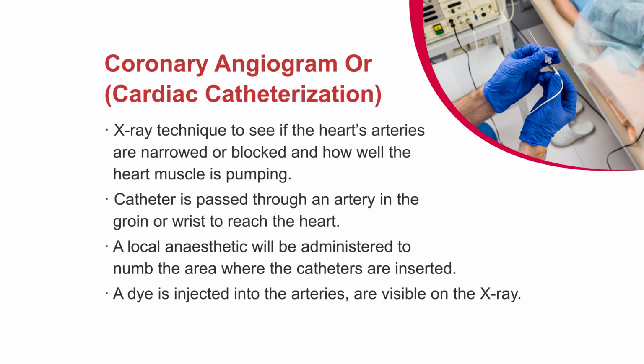A coronary angiogram, also called cardiac catheterization, is an X-ray technique that shows where and how much the heart's arteries are narrowed or blocked and how well the heart muscle is pumping. A small hollow plastic tube called a sheath is passed through an artery in the groin or wrist. A long flexible tube called a catheter is guided through the sheath to reach the heart. A local anesthetic will be administered with a tiny needle to numb the area where the catheters are inserted. A special dye is injected into the arteries to highlight the blood flow through the arteries, so it is visible on the X-ray.